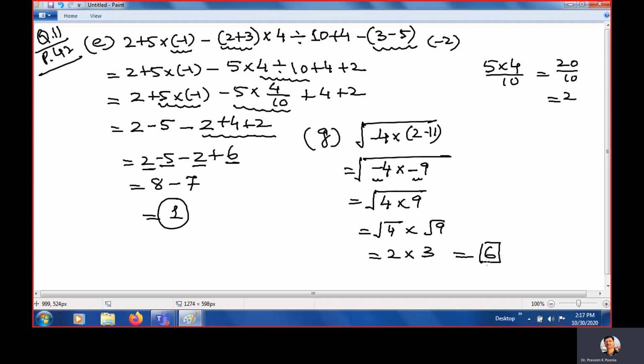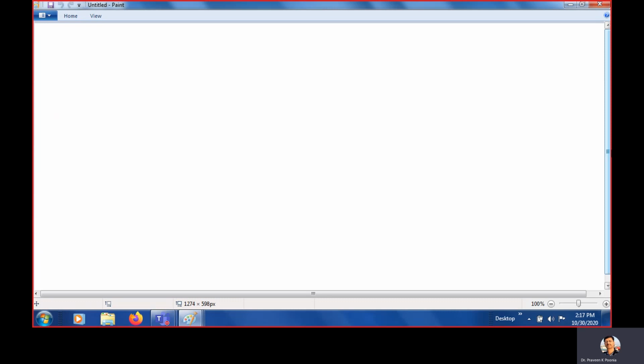Clear? So this is called indices. This square root comes under indices. If any indices symbol is there in the expression, then you need to solve these indices first. Clear? So this is how we are solving it. And if you agree, I can solve one more question here. That is part I. Not very important, but maybe confusing for you.